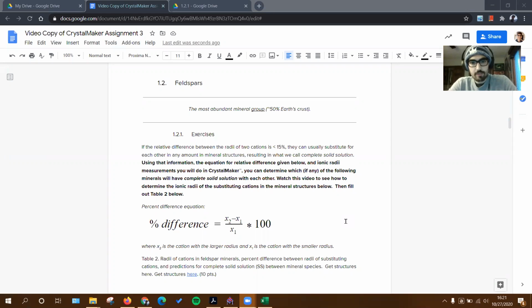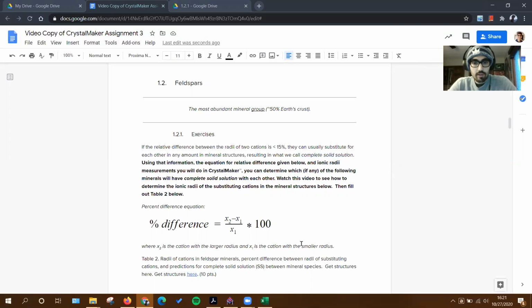We're in the feldspar section, and what we're curious about here is whether two different mineral phases will be in solid solution with each other. You should be familiar with the idea that if the relative difference between the radii of two cations in two crystal phases is less than 15%, then they can usually substitute and be in what we call complete solid solution. You should have talked about this in class already, but now we're going to quantify it and play around in CrystalMaker a little bit.